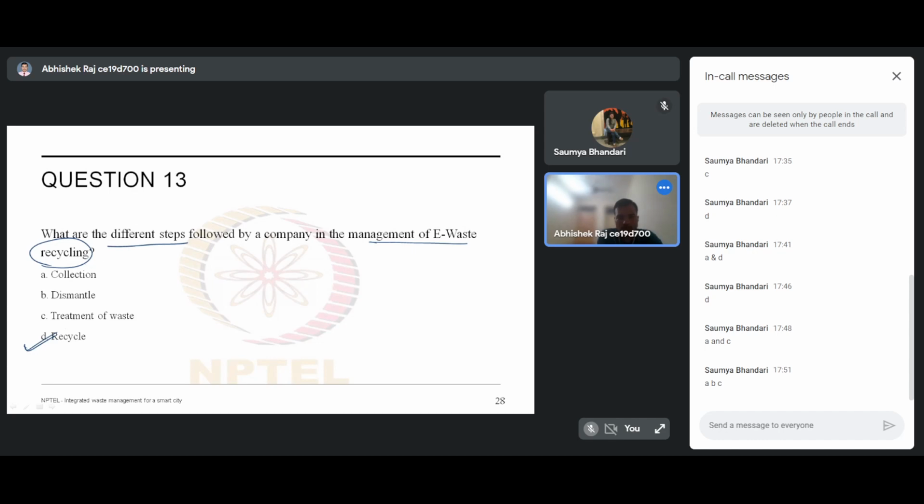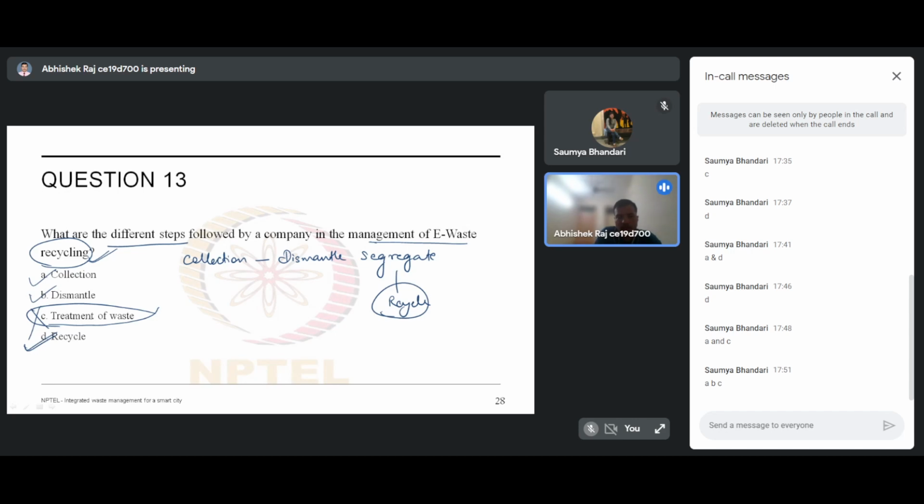We'll recycle. Before recycling, we also need to collect the e-waste. We need to dismantle it. We may also need to segregate different types of components. Then we need to recycle or send it to the treatment unit. So treatment, we are not worried about treatment here. Treatment will be done by the required authorities or service providers who do treatment. We are only concerned about recycling. So for doing recycling, we'll do collection, we'll do dismantling, and finally we'll move on to recycling. So these will be the different steps.